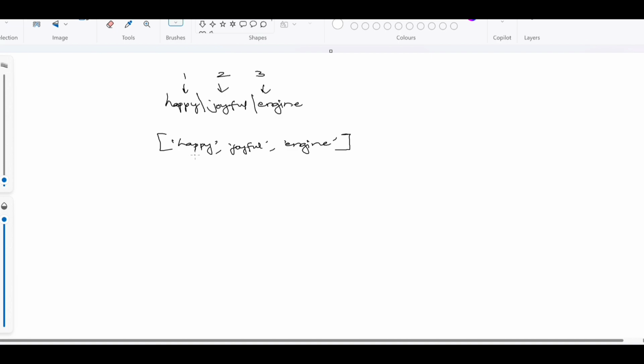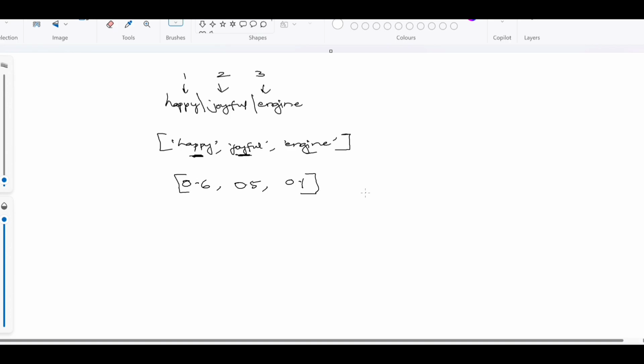Now happy and joyful have some similar meaning. So what the model will do is give a number which is close. Let's say for happy it has given 0.6, and for joyful it will give a number close to happy, so 0.5. Now engine is far from both these words, so it has a number like 0.1. So this is how the numbering is given.